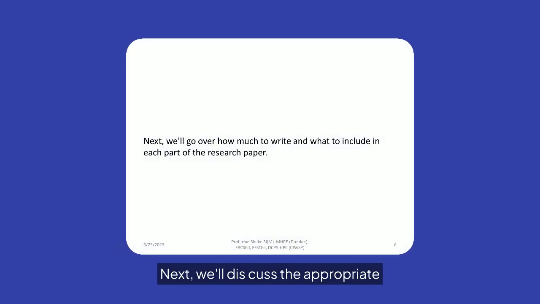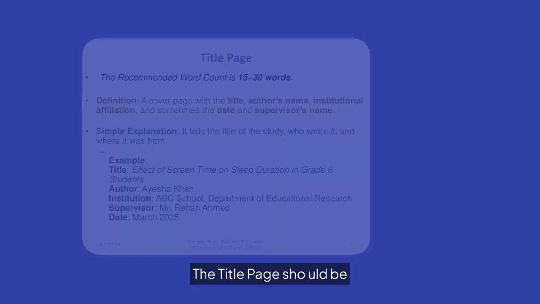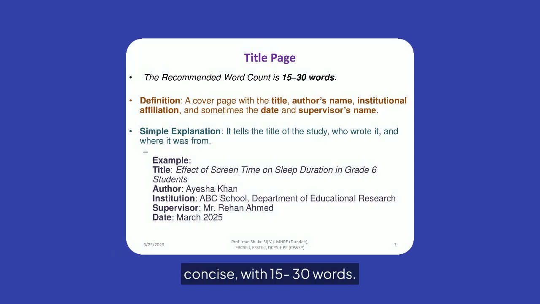Next, we'll discuss the appropriate length and content for each part of a research paper. Understanding these guidelines ensures clarity and precision in your writing, making your research more impactful. The title page should be concise, with 15 to 30 words. It includes the title, author's name, institutional affiliation, and sometimes the date and supervisor's name. This page introduces the study and its origin.